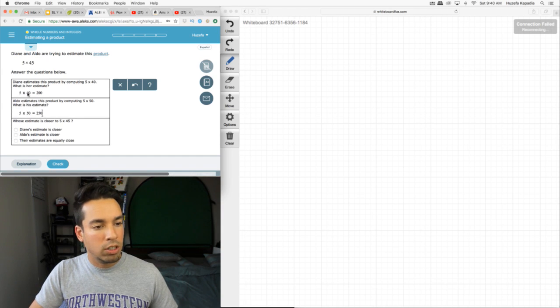Well, this is a weird case where 40 is just as close to 45 as 50 is, right? They're both 5 away. So we can say that these estimates in this case are actually equally close. The correct answer, if you multiply it out, is 225.